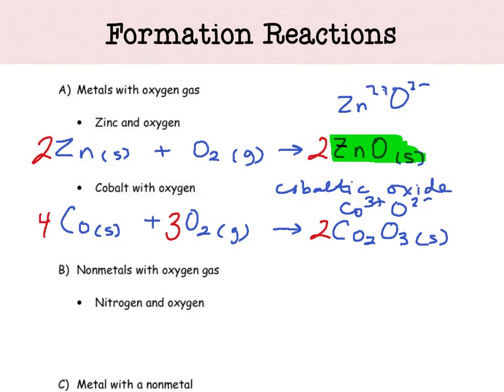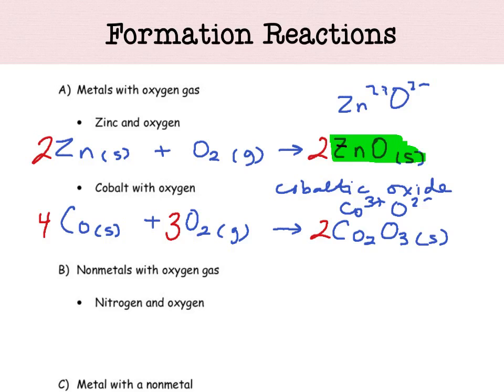So for metals that have only one charge, the compound formula will be predictable, but for metals that have more than one charge, the compound formula would not be predictable, and you would be expected to write down what you're given based on the clue in the question, either by name or by giving you the compound itself.